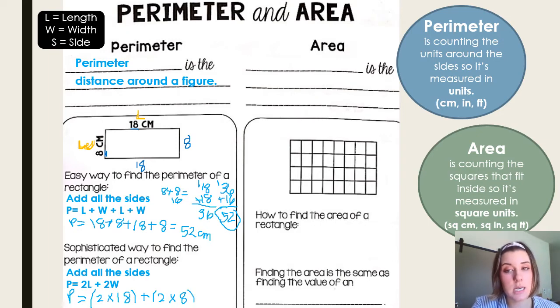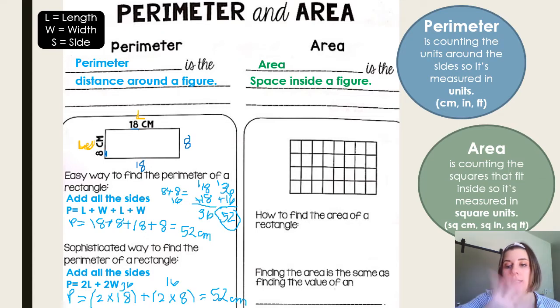And if we solve that, we would get the same thing. 2 times 18, I just did repeated addition here, is 36. I'm going to write that above. And 2 times 8, I know, is 16. So I could add those parts up and I'd get the same thing, 52 centimeters. So that is perimeter.